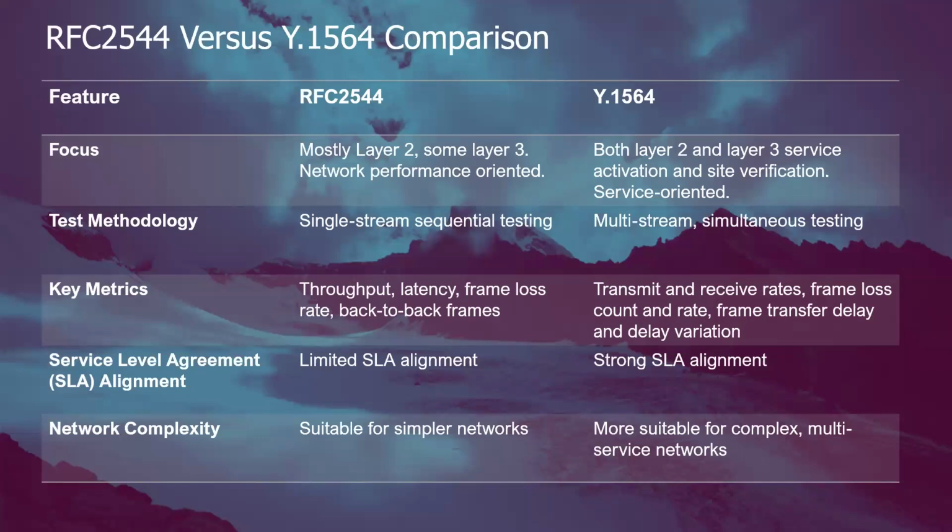So in terms of network complexity, Y.1564 is better suited for more complex scenarios, multi-service networks, as it can test multiple flows on both layers 2 and 3. Whereas 2544 was originally specified for device testing, but has afterwards been deployed for network performance testing. But it's more suitable for simpler network scenarios.